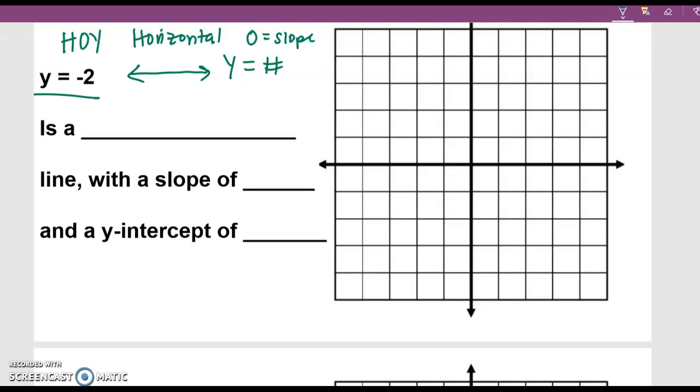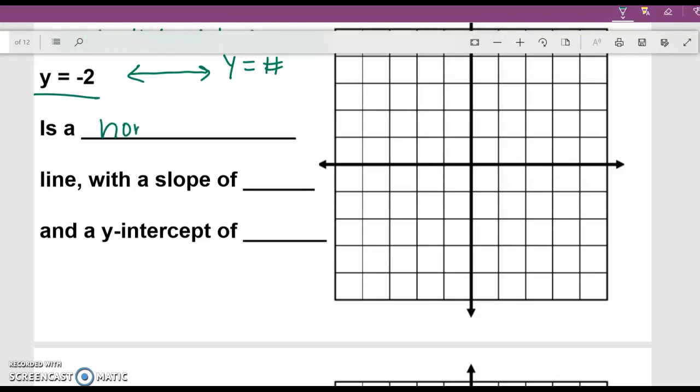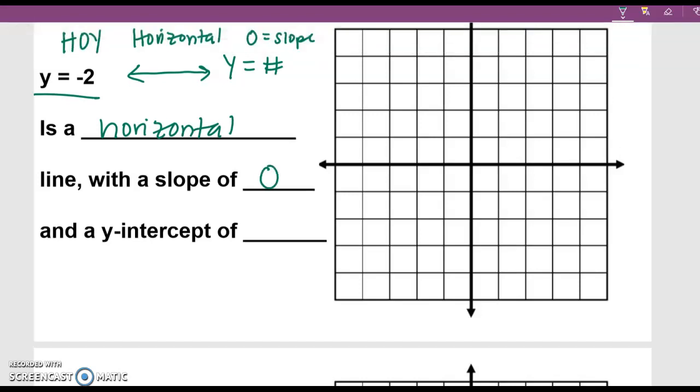So it's going to be a horizontal line with a slope of 0. And that means that it's just everywhere that y equals negative 2. So we have a y-intercept of negative 2. Well, the y-intercept of negative 2 would be right here. And a line showing everywhere that y equals negative 2 would just look like this. So if you see you have just y equals a number or just x equals a number, you have just a horizontal or just a vertical slope.